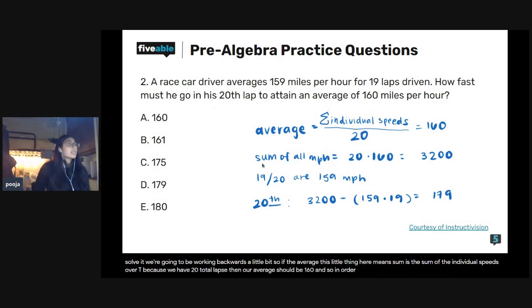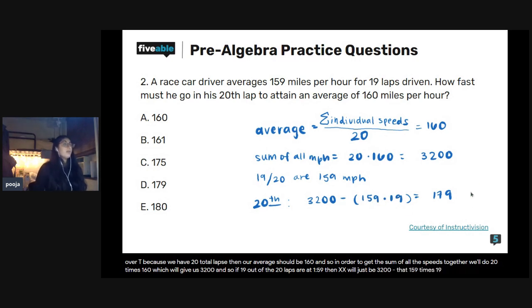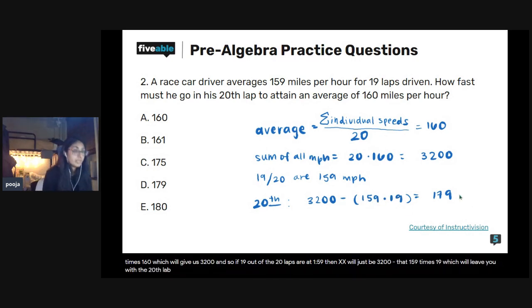And so in order to get the sum of all the speeds together, we'll do 20 times 160, which will give us 3,200. And so if 19 out of those 20 laps are at 159, then the 20th will just be 3,200 minus that 159 times 19, which will leave you with the 20th lap being 179 miles per hour, which is D again.